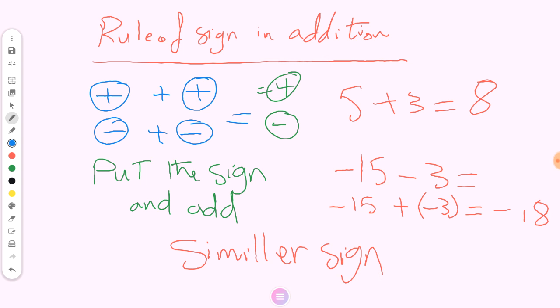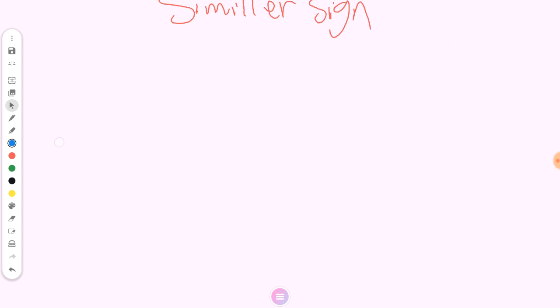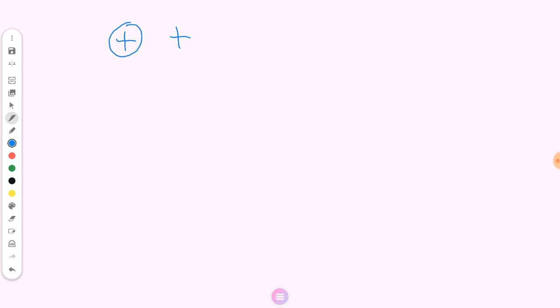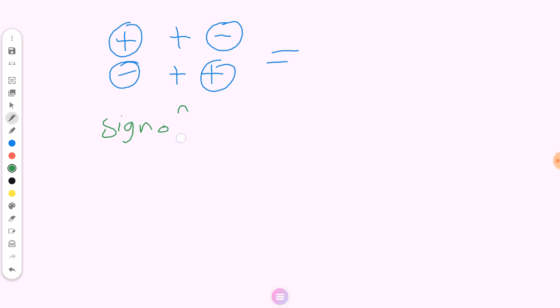What about if we have different signs? For different signs like positive plus negative or negative number plus positive number, actually, the sign should go to the bigger number, the absolute value. We take the absolute value of the numbers and take the bigger number. So sign of big and subtract. Okay? Let's take an example about it.